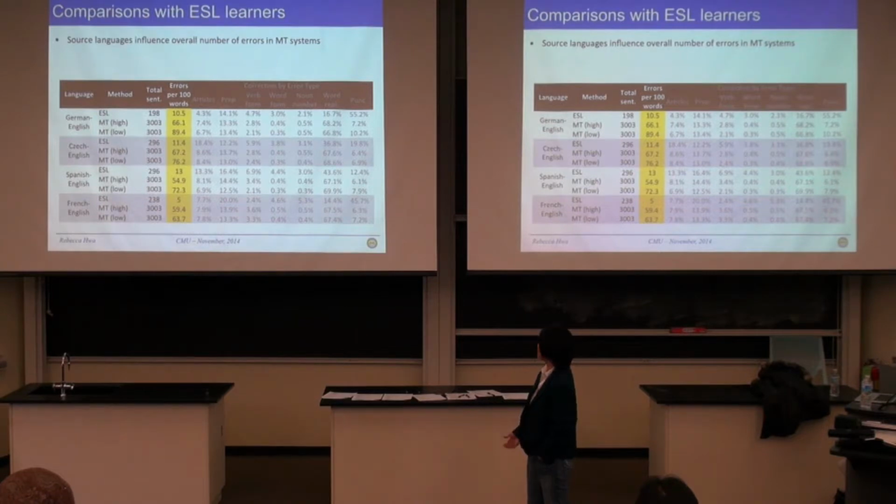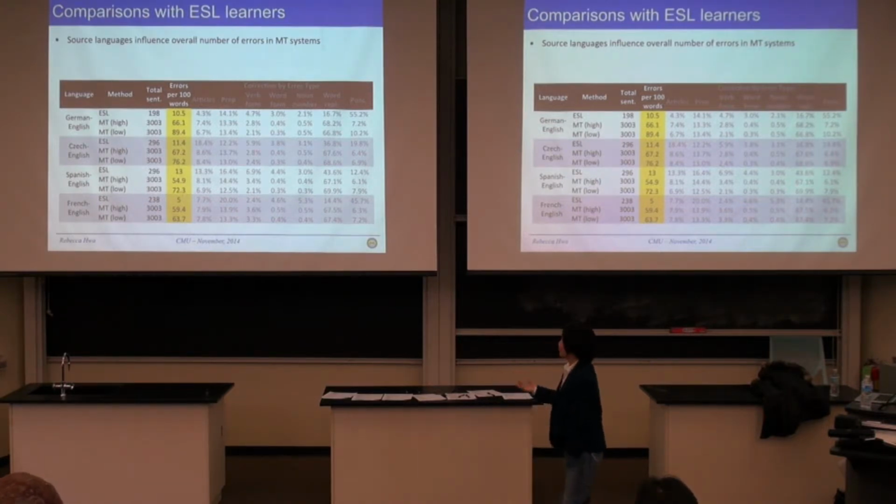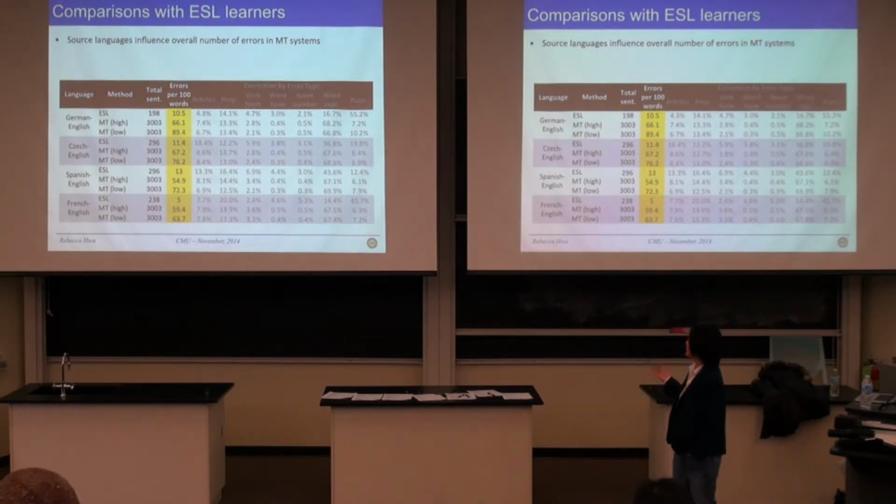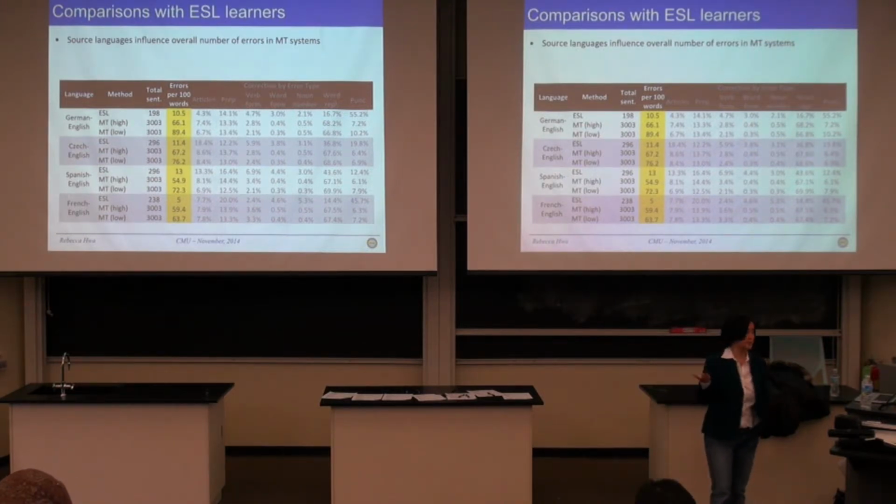And unsurprisingly, MT systems generally make a lot more errors than ESL students do. And you can also see that systems like French-English perform a lot better than, say, Czech-English, which is probably what we expected.